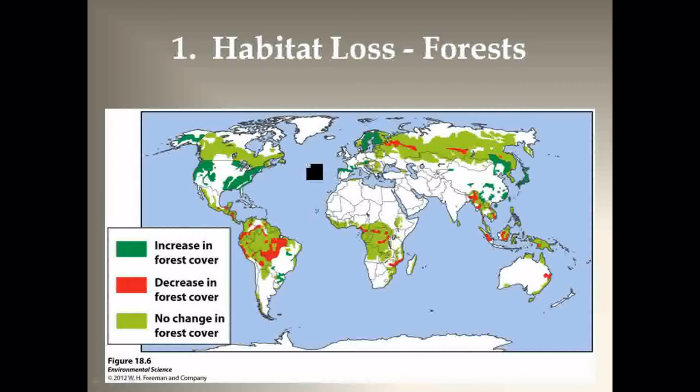This map here shows you where in the world we're having problems with forests. We're actually making a comeback here in the U.S. because we have passed laws since the early 1900s to protect our forests. So we're doing pretty good. But you can see the areas where deforestation is becoming a big, big problem.